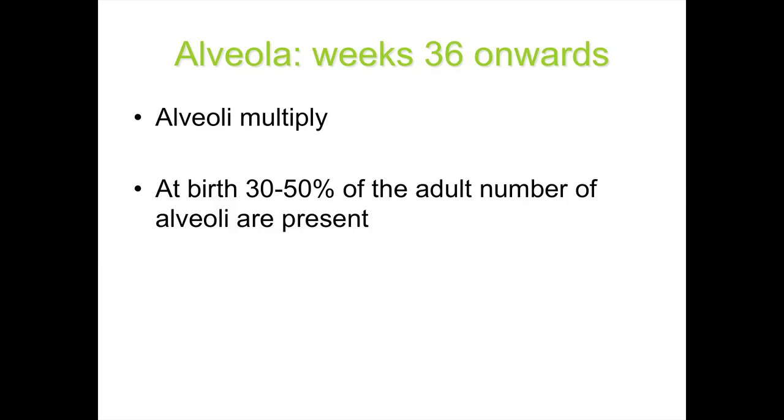The alveolar phase from week 36 onwards is where these alveoli multiply, and at birth 30 to 50% of the adult number of alveoli are present. And as I said before, it's the saccular phase and the alveolar phase that are affected when a baby is born prematurely, as these phases are cut short.